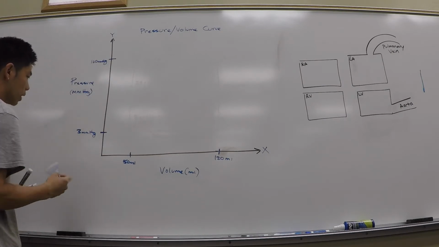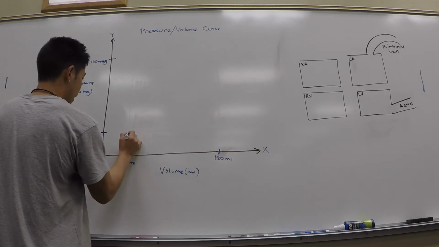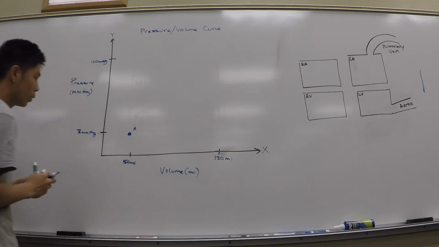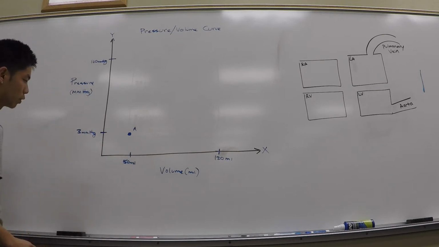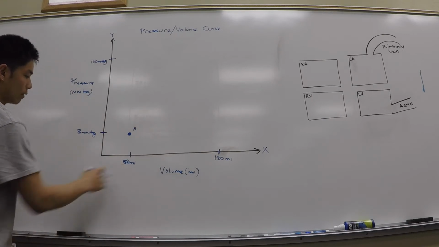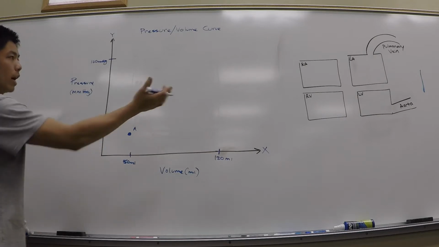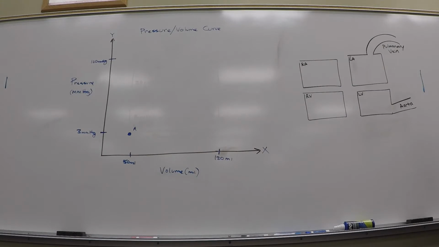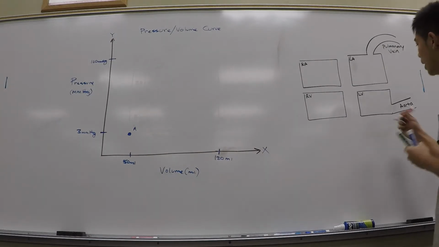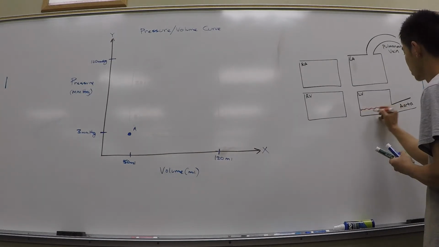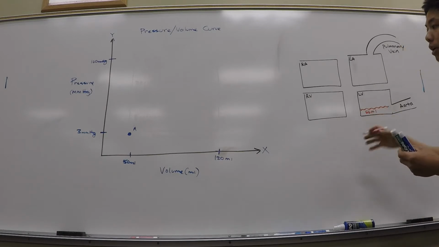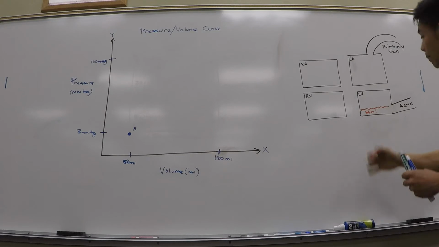So let's start over here, point A. At point A, we're going to be at 3 millimeters of mercury, 3 mmHg, and 50 milliliters of blood. So how does that relate to our four-chambered heart? Well, basically what that's saying is we're going to have 50 milliliters of blood in our left ventricle, and the pressure in that left ventricle is going to be at 3.